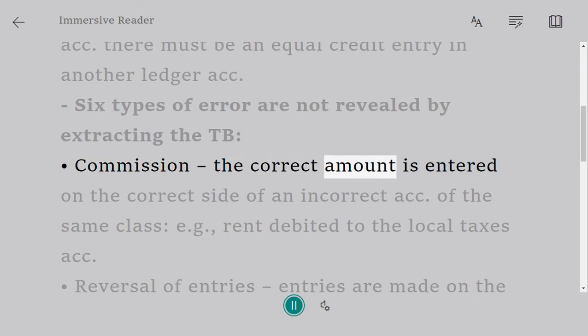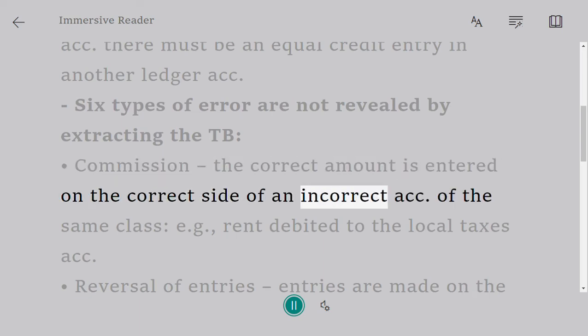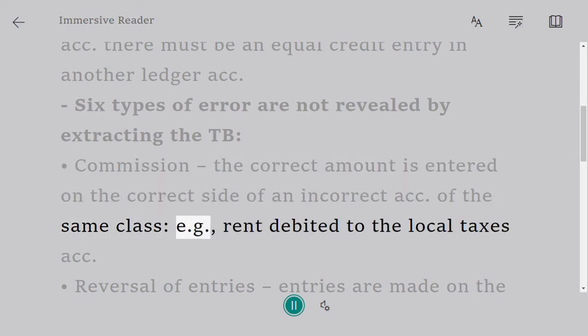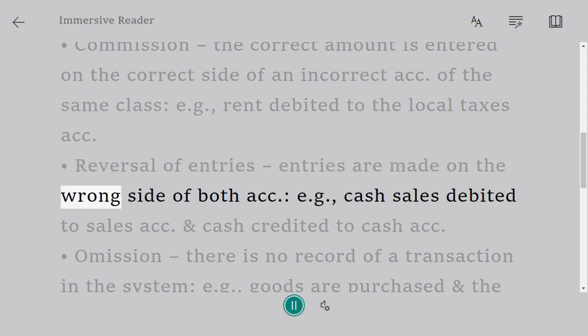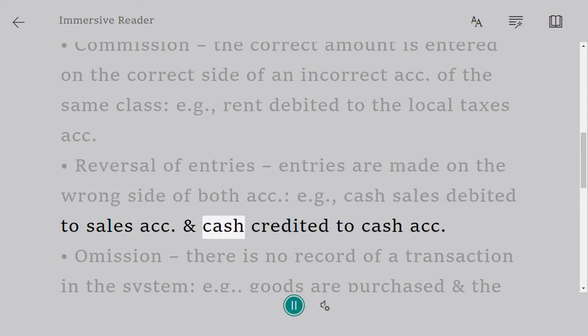Commission: the correct amount is entered on the correct side of an incorrect account of the same class. Example: rent debited to the local taxes account. Reversal of entries: entries are made on the wrong side of both accounts. Example: a cash sale debited to the sales account and cash credited to the cash account.